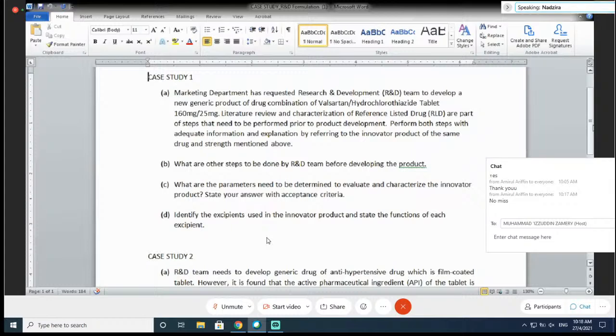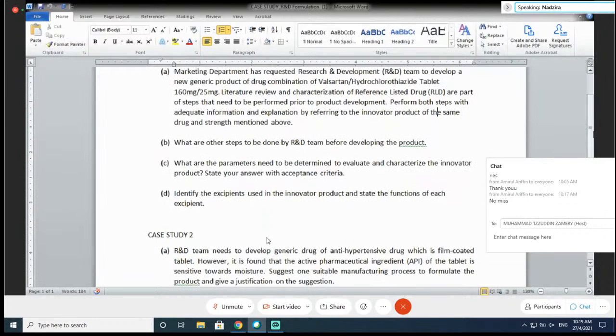You have to know the innovator drug for valsartan hydrochlorothiazide 160 25. You have to find it. This is a generic, and usually we get a generic in terms of its API name, right? So you have to find what the innovator is, and you can refer from that.